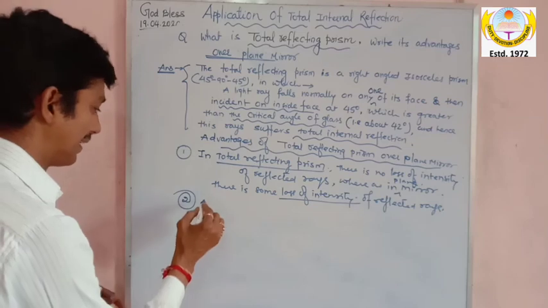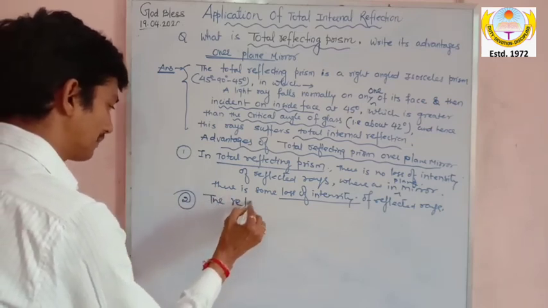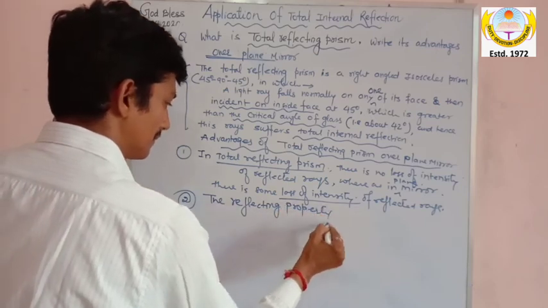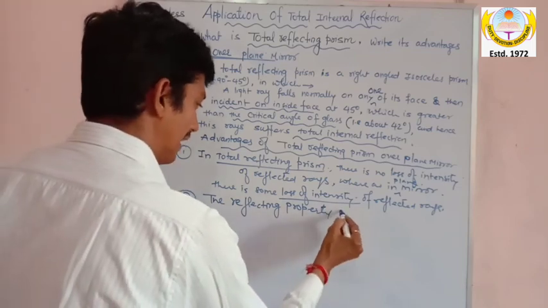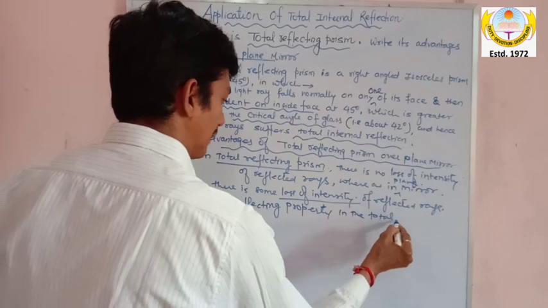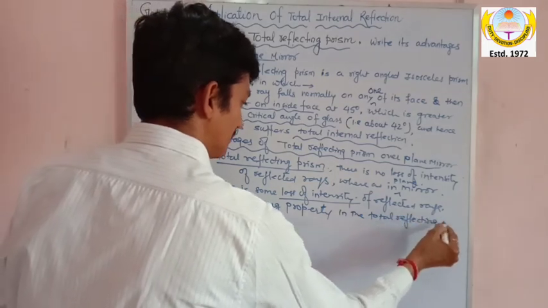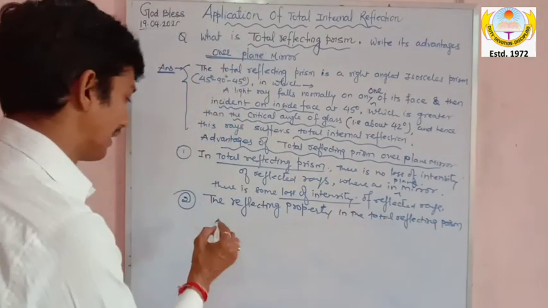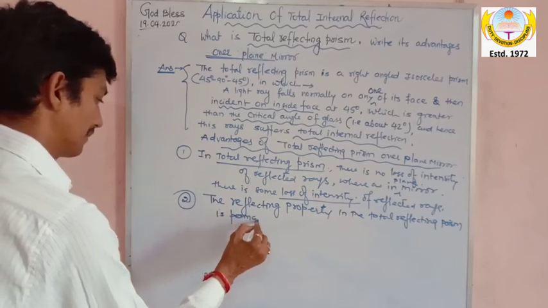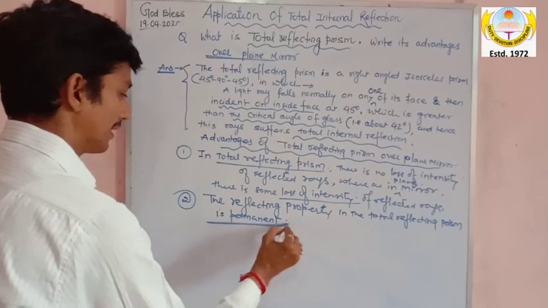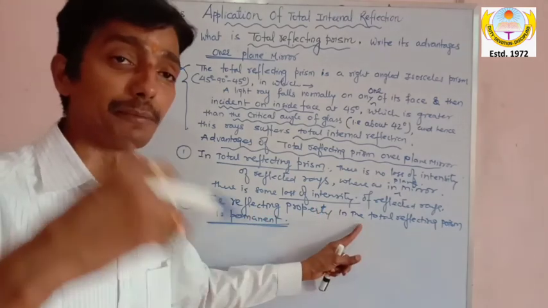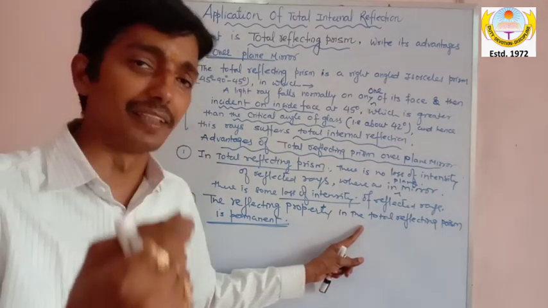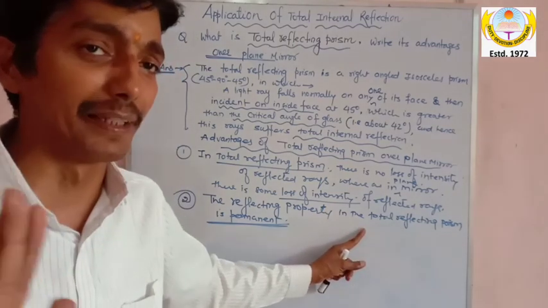So my dear, here I can write the reflecting property. The reflecting property in total reflecting prism is permanent. It does not get disturbed. It is not that the total reflecting prism will not reflect. But the mirror is the problem, my dear. A plane mirror, if it is tarnished, then the reflection property is not permanent in case of the mirror.